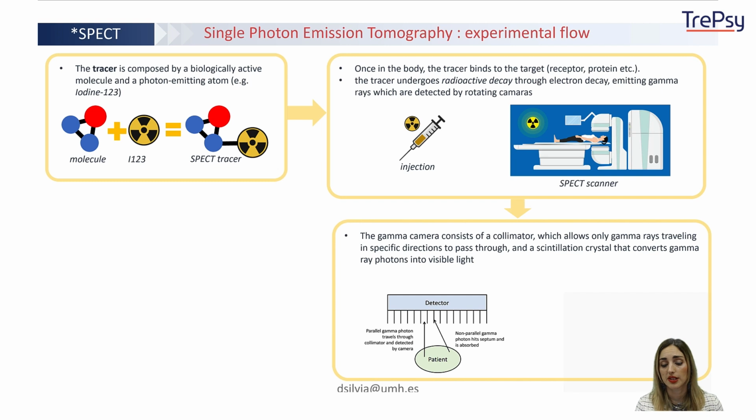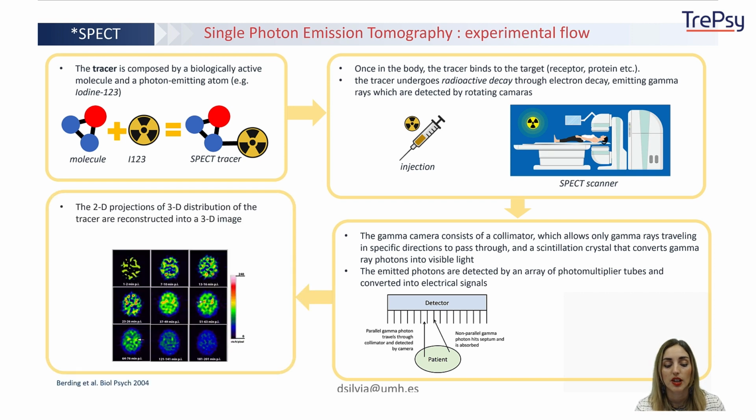A few details about this camera: it consists of a collimator, which allows only gamma rays traveling in a specific direction to pass through, and a scintillation crystal that converts these gamma ray photons into visible light. And then these emitted photons are detected by an array of photomultiplier tubes and converted into electrical signal. This is what is detected by the detector.